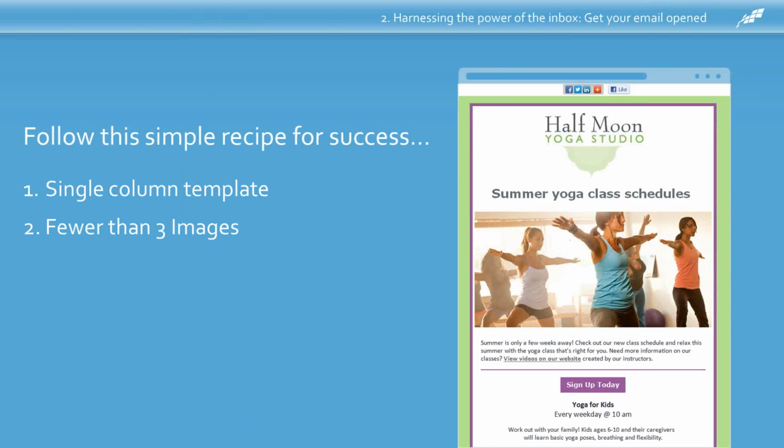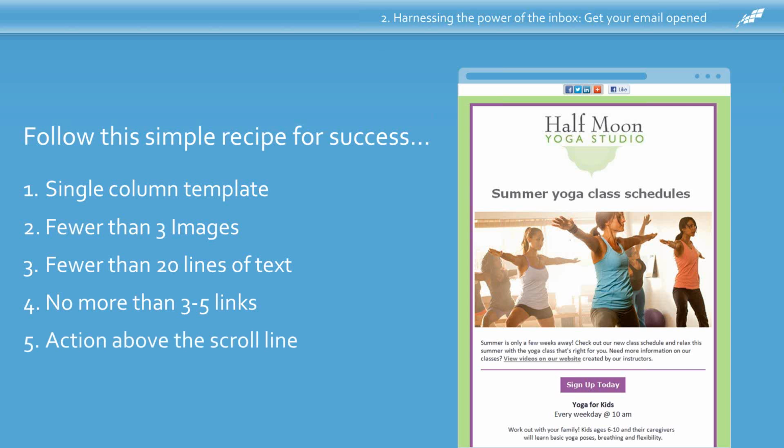This is the recipe for what we call a successful email. Keep in mind the single column template. This is going to allow for the column to be visible and readable from a mobile device. Keep images to fewer than 3. Keep text to 20 lines or less, and no more than 3 to 5 links. Remember, what is the number one action you want them to do, and highlight that. And most importantly, keep that action above the scroll line.